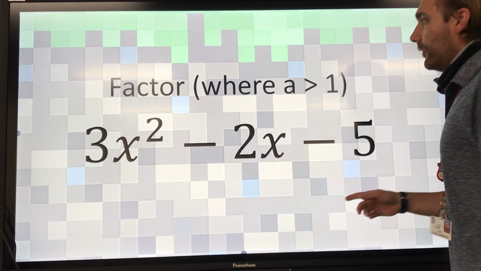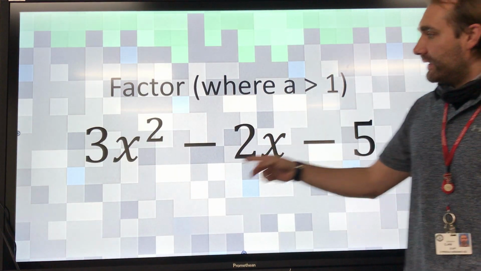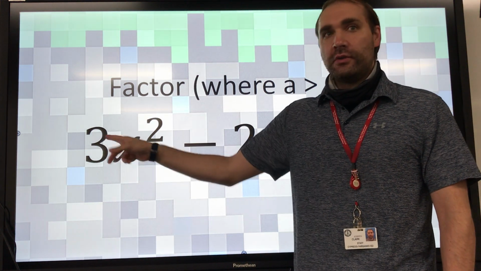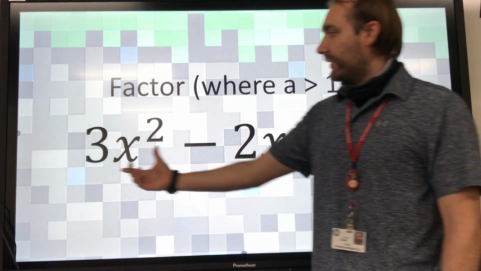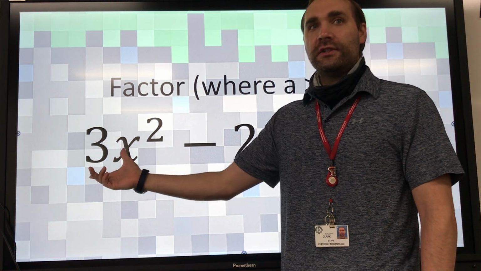So yesterday we saw how to factor where a is equal to 1. Notice there was no number in front of my x squared. Today we're going to see how to factor when a is greater than 1. So I do have a coefficient in front of my x squared.